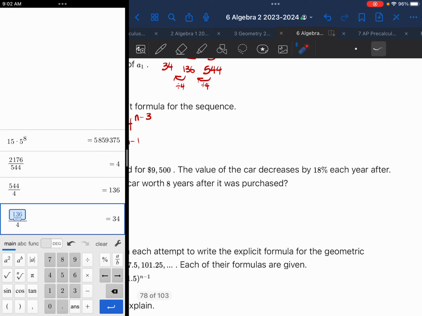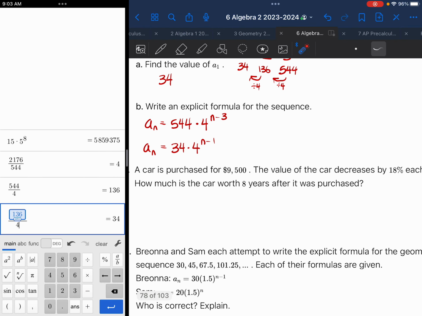And this is really strange. I literally had a conversation in the car yesterday about how much a car devaluates by, and generally speaking, most people agree it devaluates by about 20% in the first year and 15% every year after. So this is actually pretty darn close to an accurate representation of car devaluation. Anyway, how much is the car worth 8 years after it was purchased?